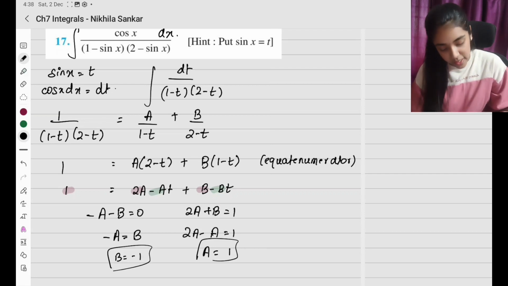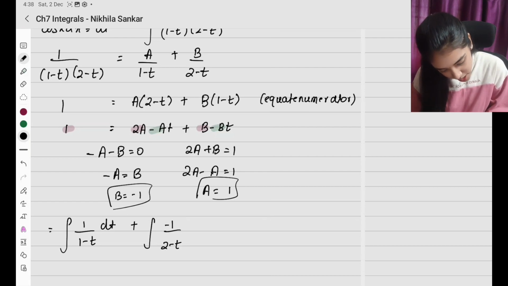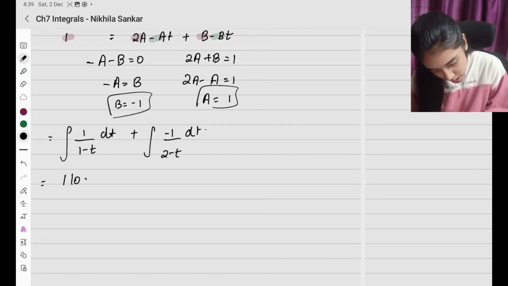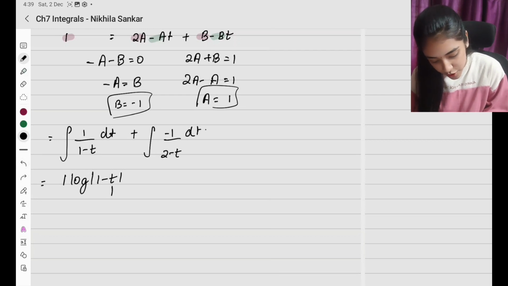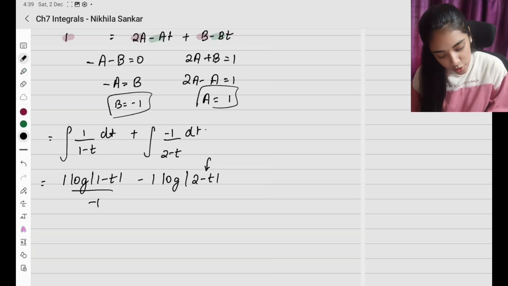So when I substitute that in the integral, I have the integral of a divided by 1 minus t, so 1 divided by 1 minus t dt, plus b, which is minus 1 divided by 2 minus t dt. I can take the constant outside. So 1 log mod 1 minus t; here, the coefficient of t is minus 1, so I have to divide by minus 1. Here minus 1 is already there. Log mod 2 minus t; again the coefficient of t is minus 1, so divided by minus 1, plus c.